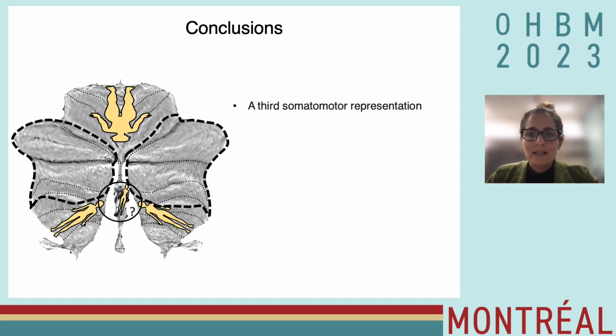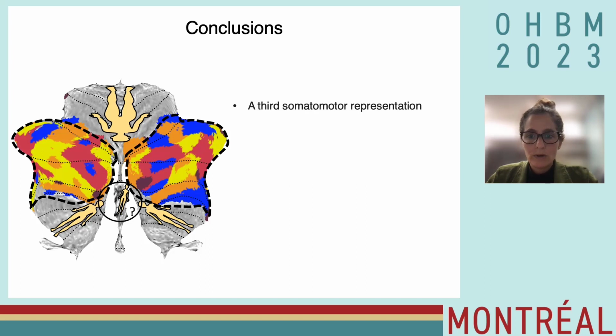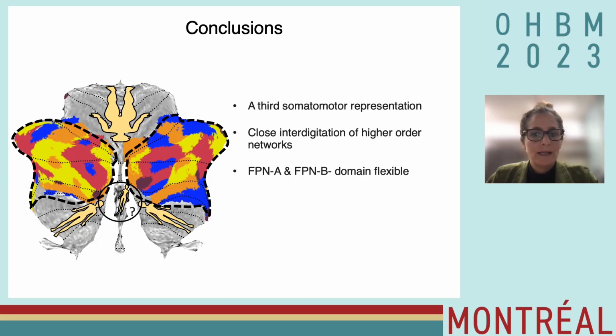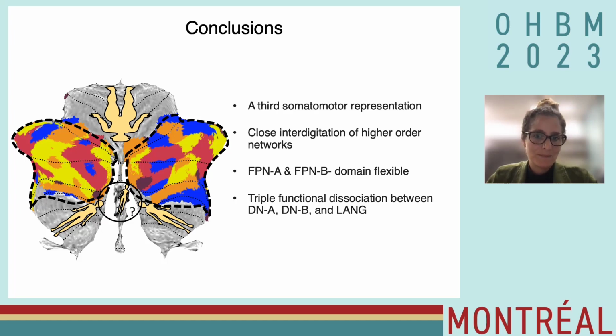We further dived into the Crus I, Crus II extended zone, which is occupied by 5 higher order networks that are closely interdigitated with one another. Using task data, we introduced 2 types of functional dissociation. One is between the frontoparietal domain-flexible networks and the other 3 domain-specialized networks. The second is a triple functional dissociation between DNA, DNB, and language regions across episodic, social, and language domains.